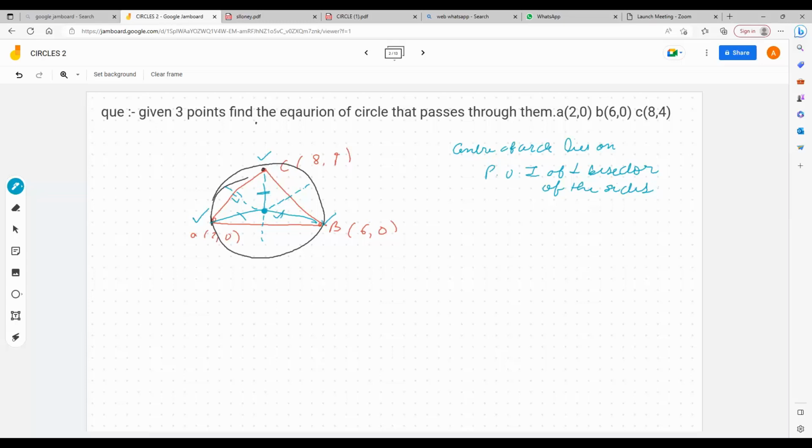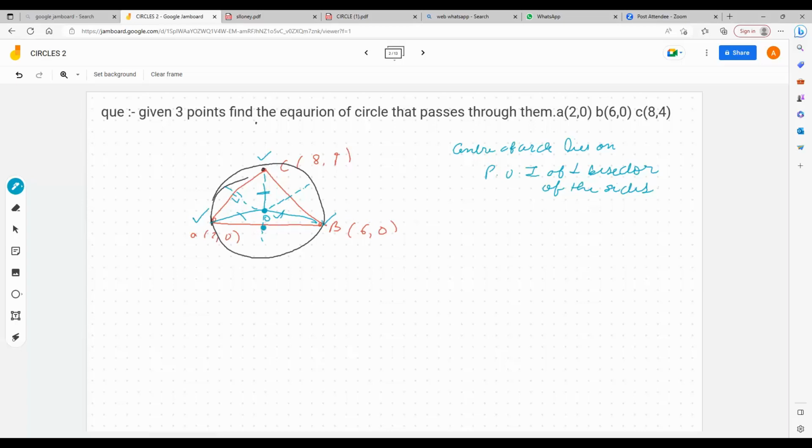So we can see that when we join this point, let us call it O, to each of A, B and C, then AO equals CO equals BO. So it satisfies the property of the circumcenter of the triangle. The circumcenter of the triangle is equidistant from all the 3 points. So indeed O can be the circumcenter of the triangle. So this is done. Now we need to find this O.